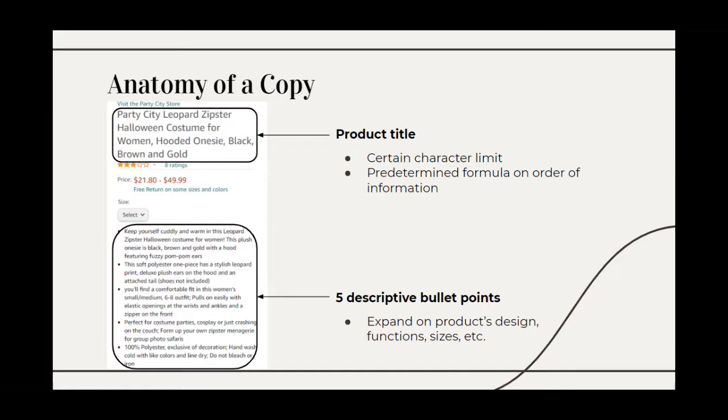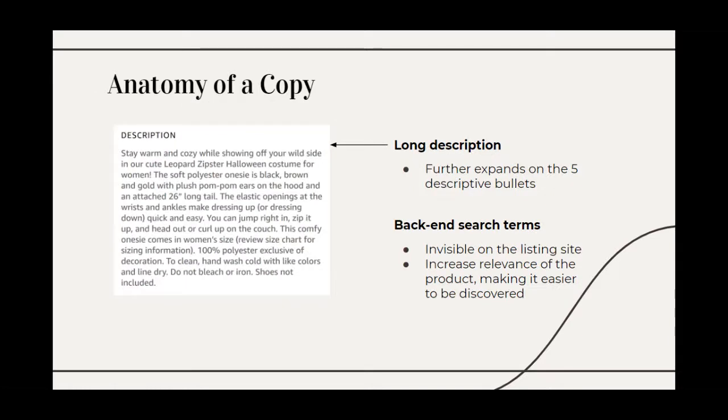The next part is the five descriptive bullet points. They usually expand on the product's design, its functions, the different sizes that the product comes in, its other usages, and material, as well as care instructions. Next up, we have the product long description. Basically, this description further expands on the aforementioned five descriptive bullets.